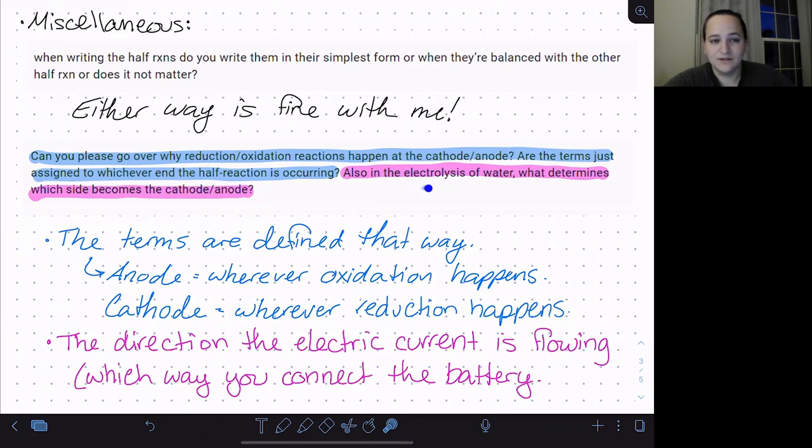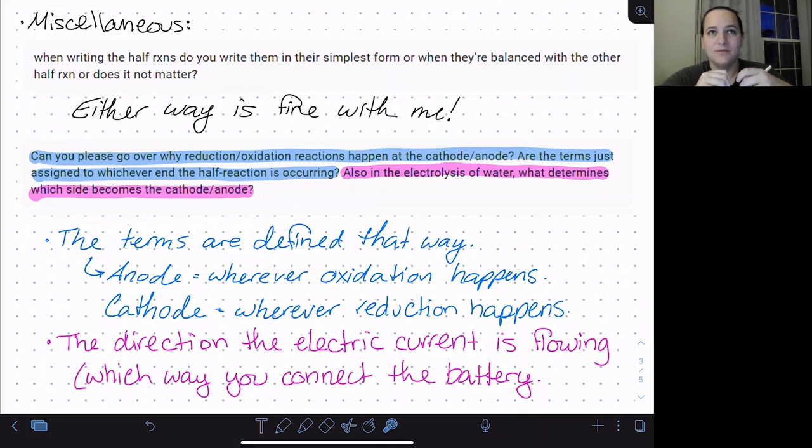And then in the electrolysis of water, what determines which side becomes the cathode and the anode? And that's based on the direction that the current is flowing. Remember that in an electrolysis setup, you're putting in an external source of energy in order to force the disfavored reaction to occur. So it's essentially whichever way you hook up the electric current.